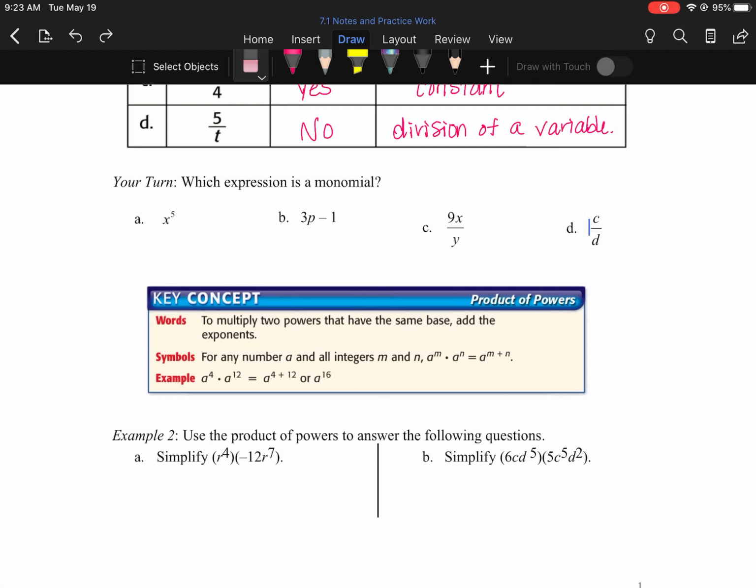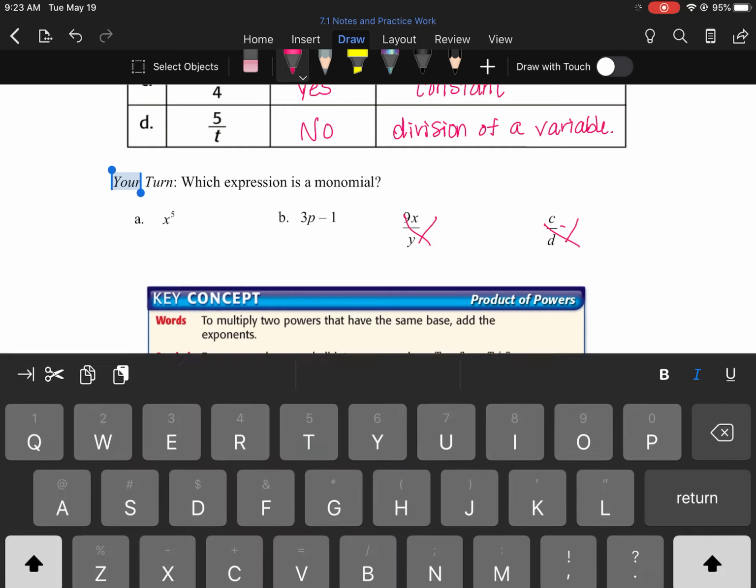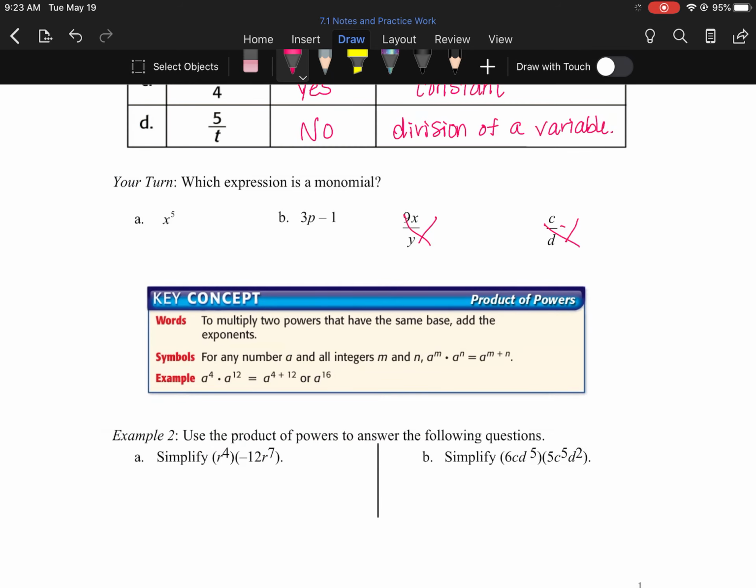Hang on, my thing's being weird. Because we see that C and D are being divided by itself. Oh, I give up on it. All right, for C, that also has division. Oh my goodness. That also has division of variables, so we're not going to do that either. Hang on, I'm trying to fix this a little bit. Okay, maybe it'll work now.